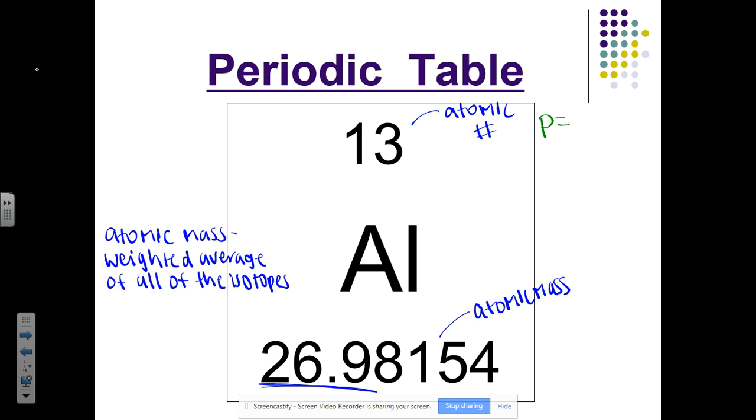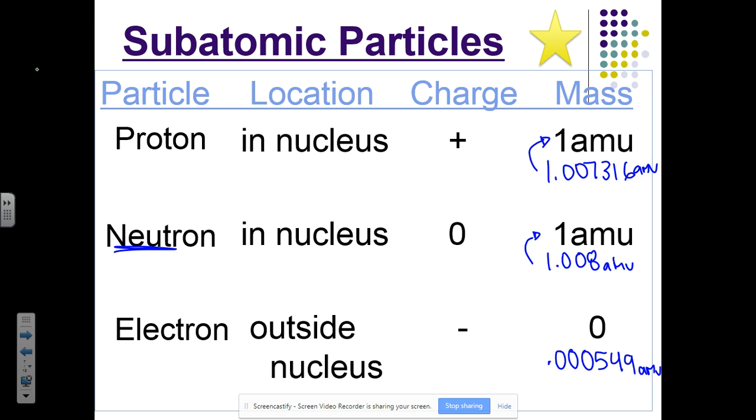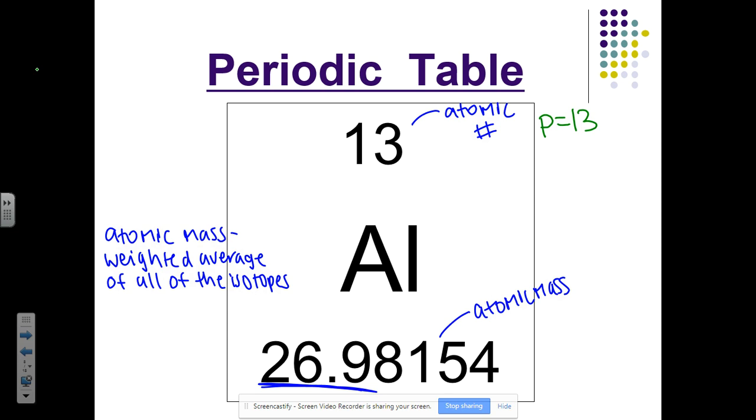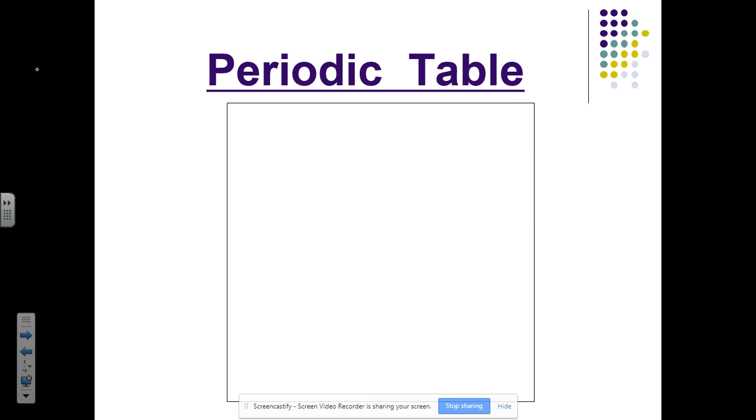So protons, you should never hesitate on this. The protons will always be found by looking at the atomic number, which is 13. And previously we said that the mass of a neutron is 1, the mass of a proton is 1, okay, and electrons do not contribute to the mass. Okay. So the mass is made up of protons and neutrons.